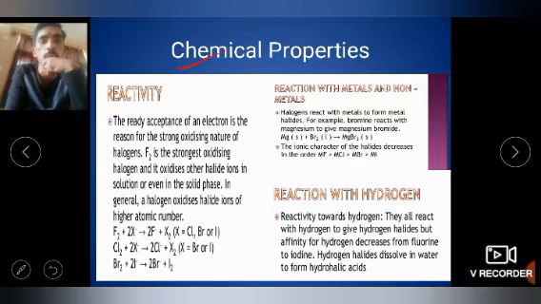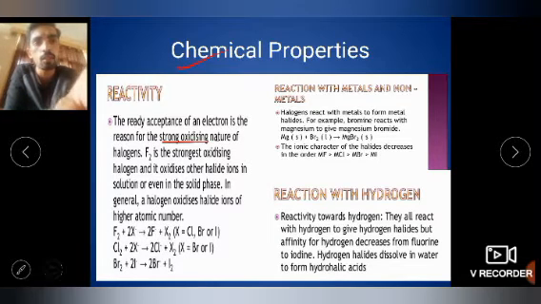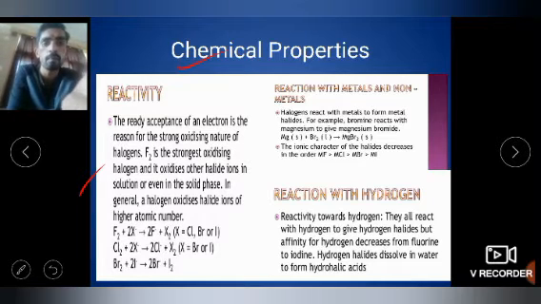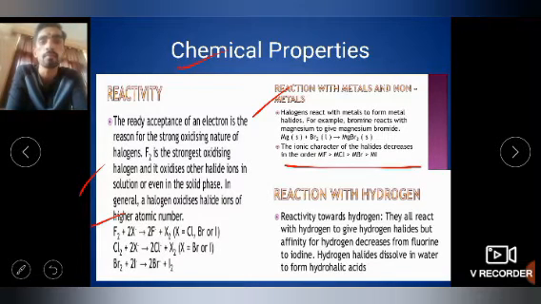Now if we talk about chemical properties and reactivity, the ready acceptance of an electron is the reason for the strong oxidizing nature of halogens. As we already said, F2 is the strongest oxidizing halogen because it oxidizes other halide ions in solution, even in the solid phase. In general, a halogen oxidizes halide ions of higher atomic number. For reaction with metals, halogens react with metals to form metal halides, for example bromine reacts with magnesium to give magnesium bromide, and the ionic character of the halide decreases from fluorine to iodine down the group.